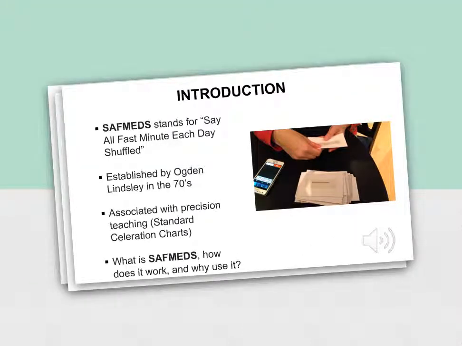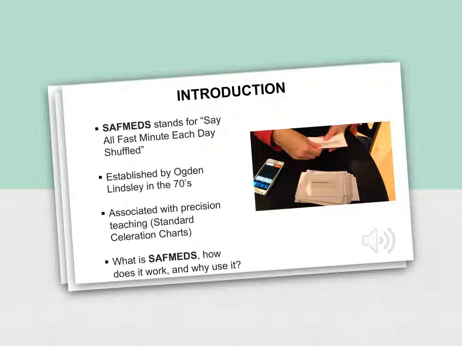The behavior change replication study utilized a study method called SAFMEDs, which is an acronym for Say All Fast Minute Each Day Shuffled. SAFMEDs was developed in the 1970s by Ogden Lindsley. It was created as a tool to promote behavioral fluency and is associated with precision teaching.